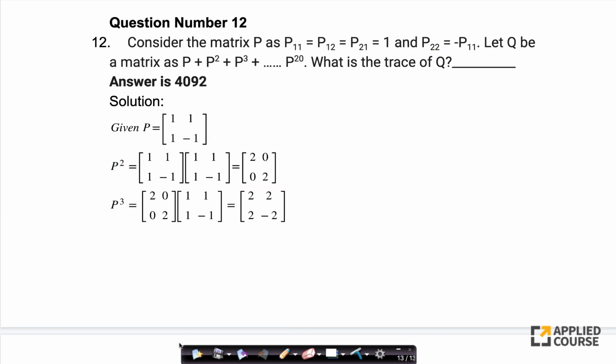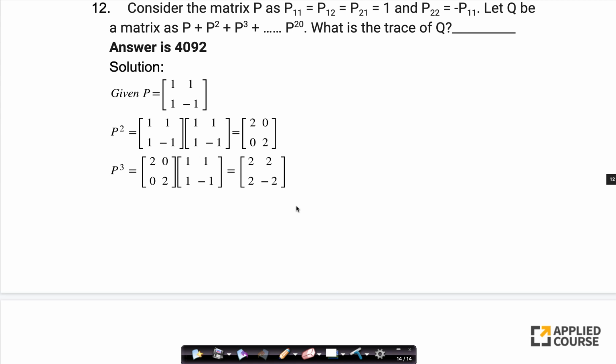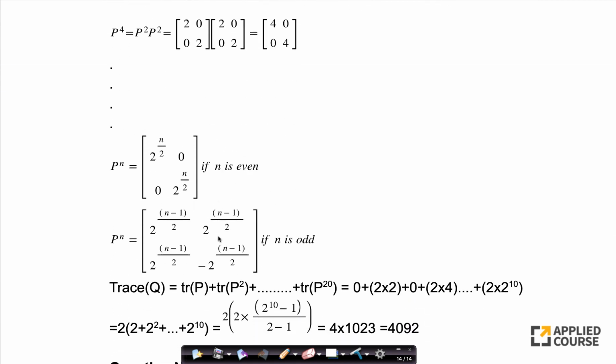Let's look at P power 4 also and come up with some pattern here. Because you have to sum up till P power 20, we'll have to come up with some pattern. To compute P power 4, you can just multiply P square with itself. You're getting 4 on the diagonal elements and the non-diagonal elements are 0. So by just looking at P power 1, 2, 3 and 4, you can come up with a nice formula for this. Again, this is not rocket science, this is very doable.